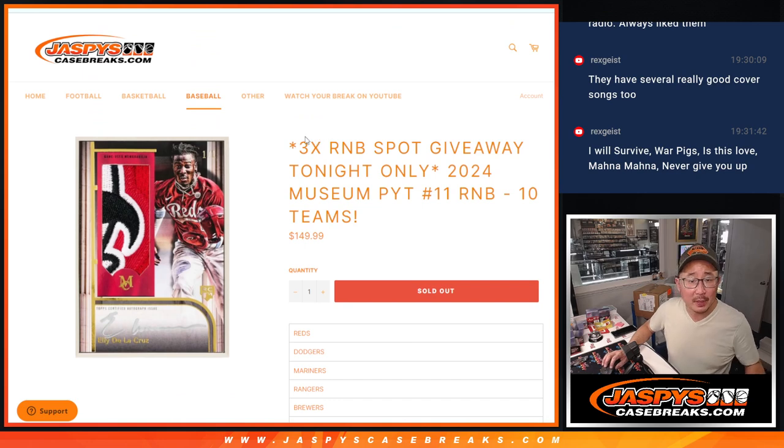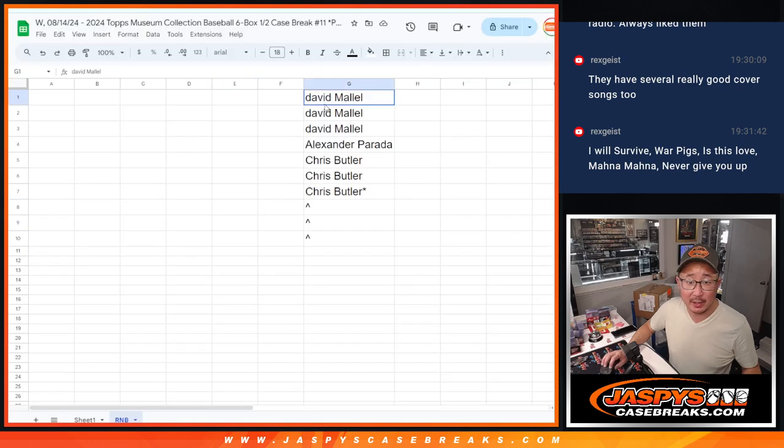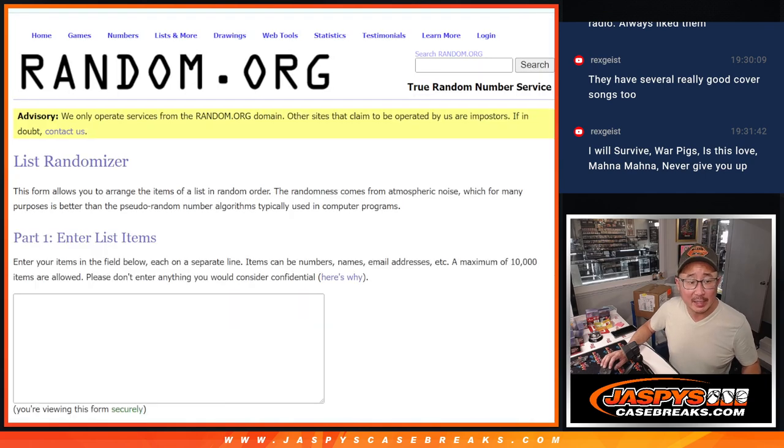Three extra random number block spots being given away here. So big thanks to David, Alex, and Chris for getting in on this. Chance at some extra spots.